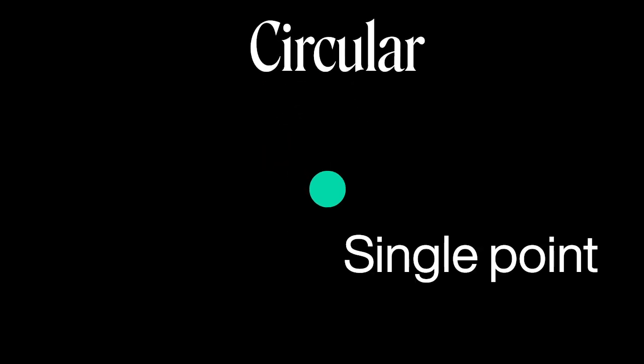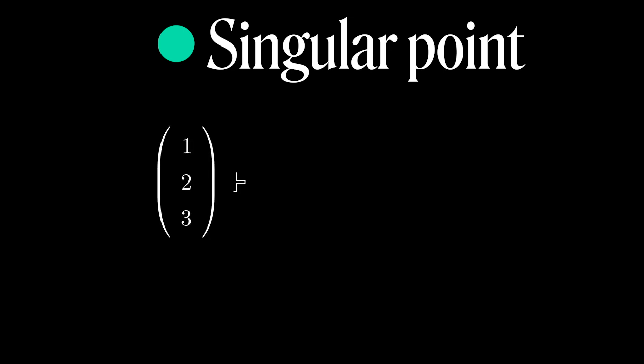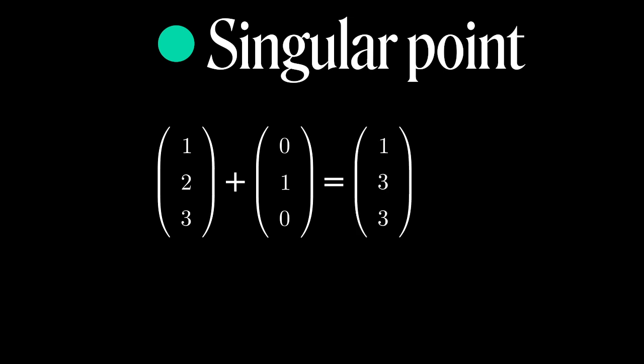Circular sockets work on single point data. Imagine I give you a number 1, I can add it with 2 to get 3. Imagine I give you a vector 1, 2, 3. I add 0, 1, 0 to make it 1, 3, 3.